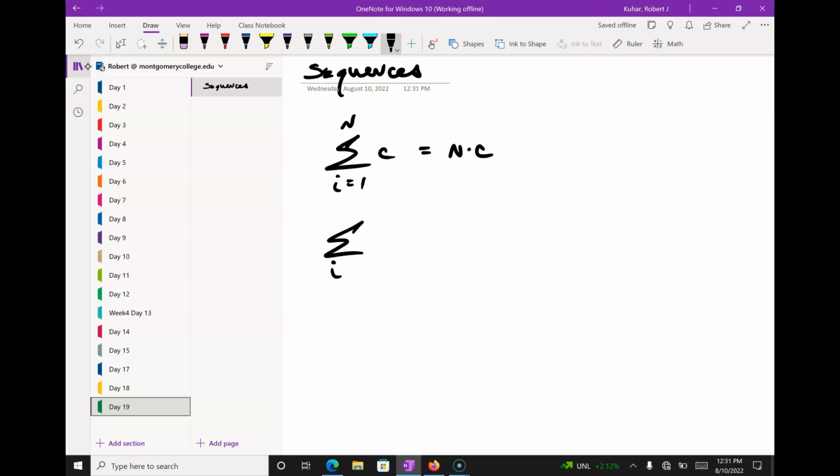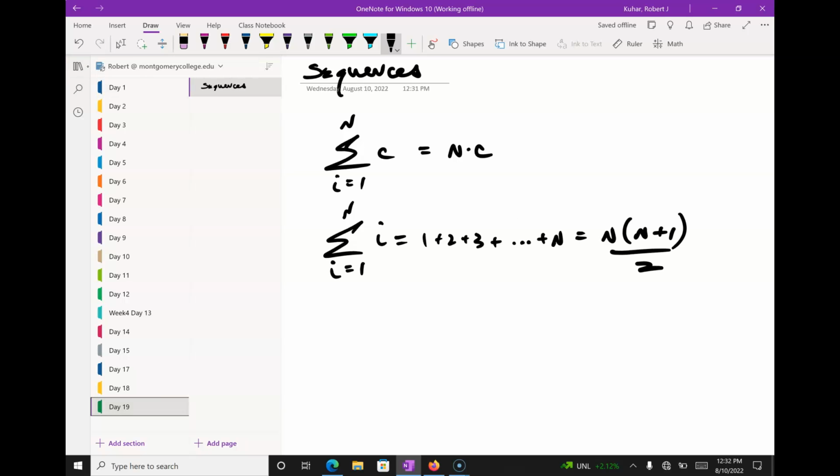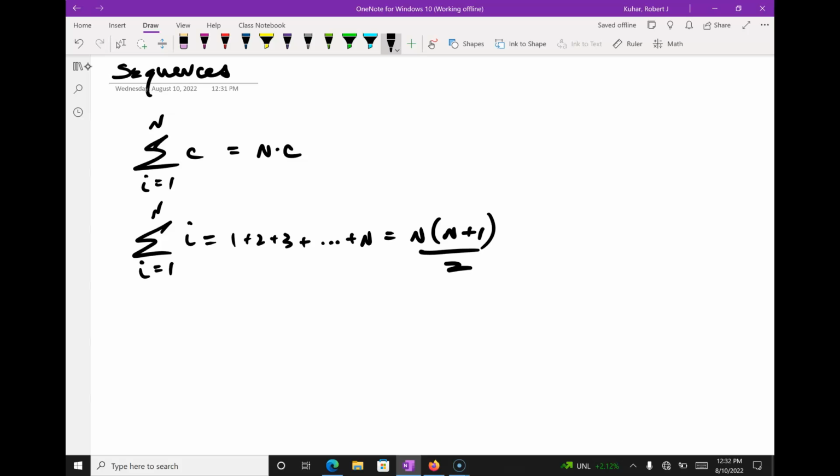If I just am adding up my indices, right? So 1 plus 2 plus 3, I get n times n plus 1 all over 2. Again, search for proofs by induction if you want to see it proved.